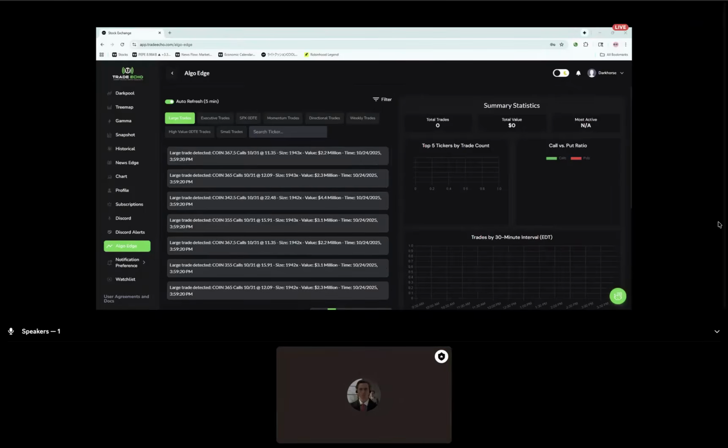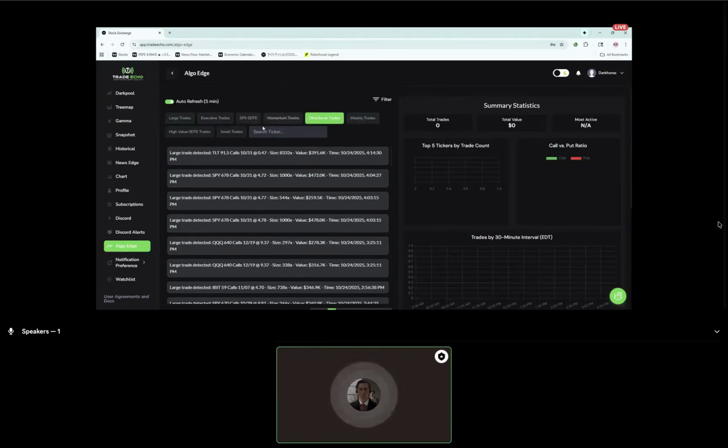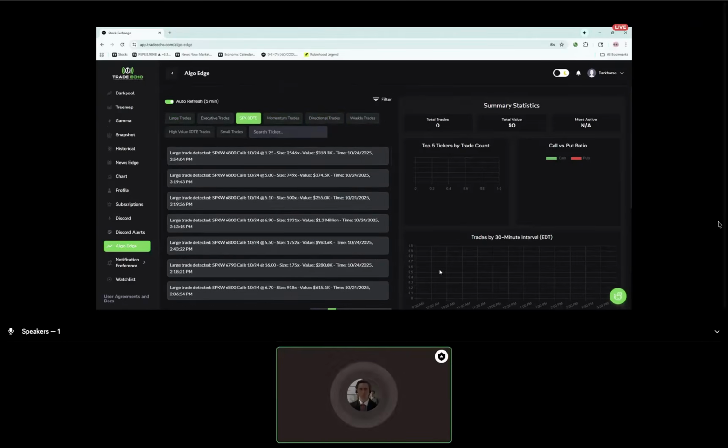Now, the next tool we'll be going over is the Algo Edge tool. Many of you guys may know this tool already. This tool is an amazing tool. I use it all the time. A lot of people use it in the Discord already because it is in the Discord. I really like this tool because it has preset filters already, so you don't have to try to figure out which flow is actually valuable. It already has a filter set up for you for any type of ticker.